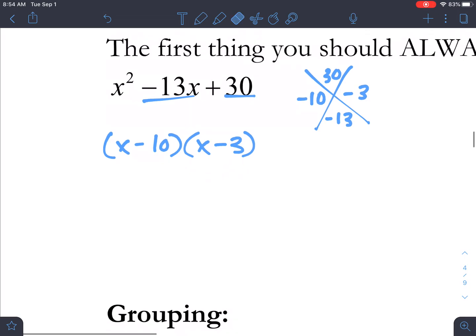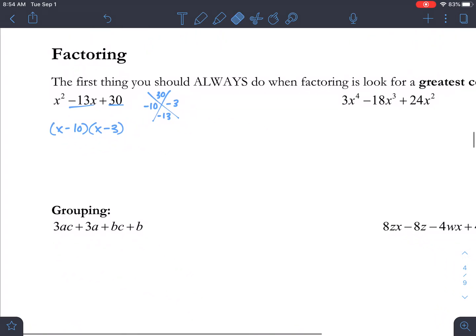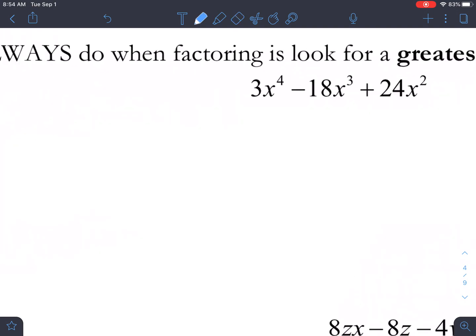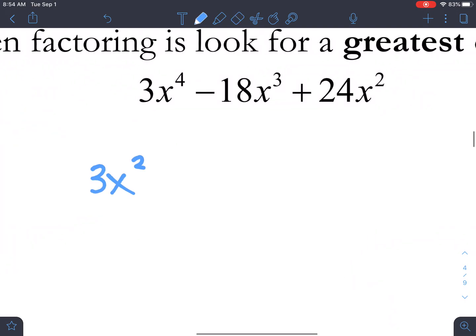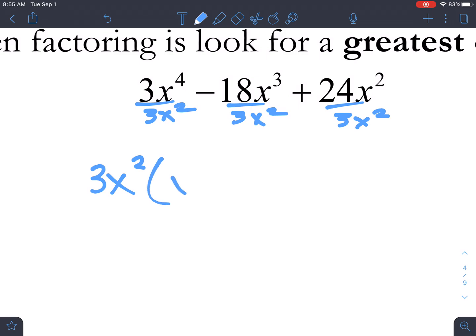Okay, let's move on here. So again, first thing I'm looking for is a GCF. I look here, they all share a 3, and they also all share an x squared. So that's the first thing we're going to do. Take out the 3x squared to the front. And remember, really what you're doing here is dividing each one by 3x squared. So let's see what we have left: x squared minus 6x plus 8.